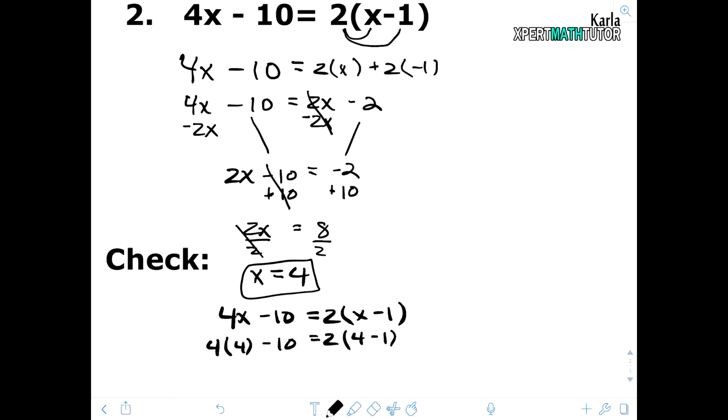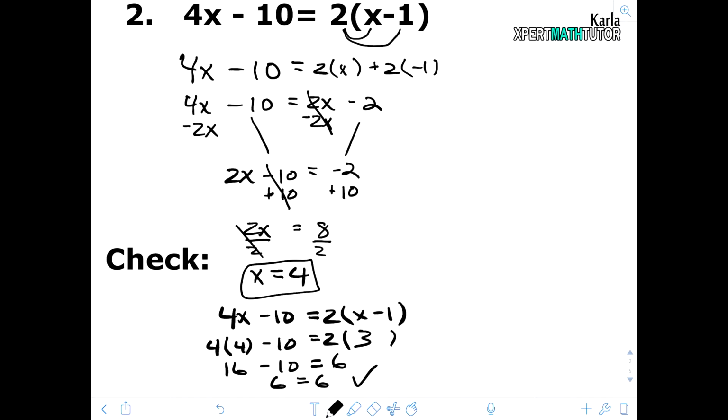4 times 4 is 16, minus 10 equals, now 4 minus 1. We have to do what's in the parentheses first. 4 minus 1 is 3. Two times 3 is 6. 16 minus 10 equals 6. 6 equals 6. So I know that x equals 4 is the solution to my equation.